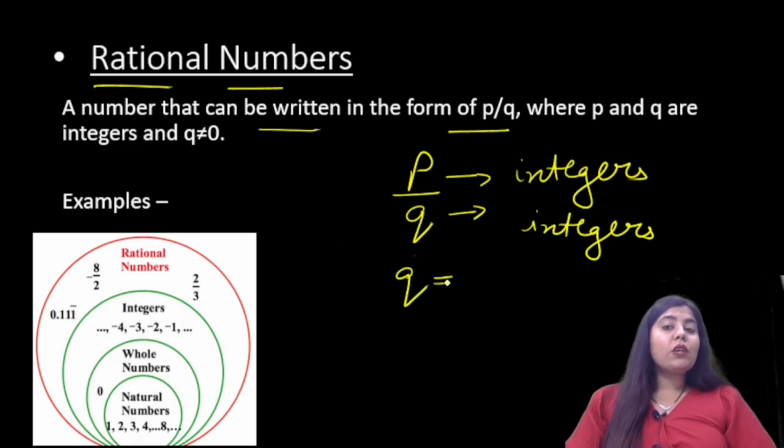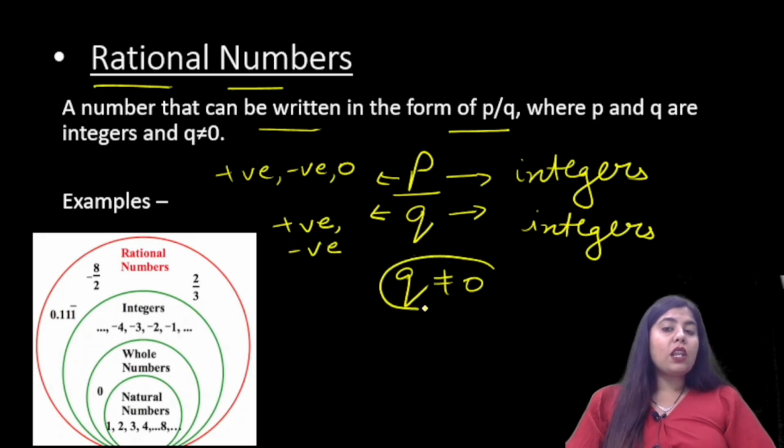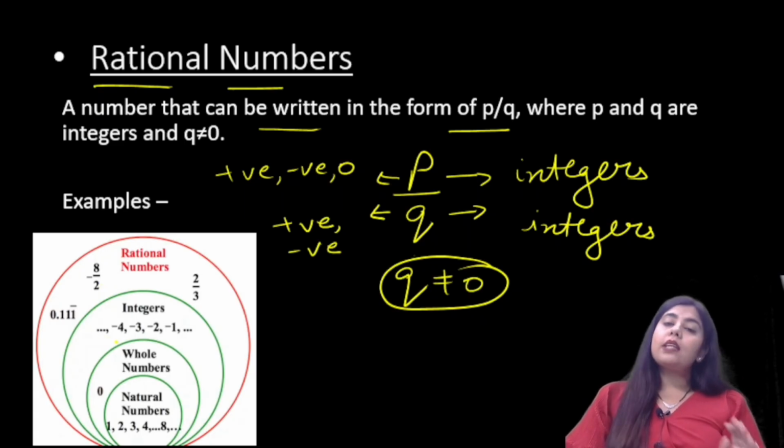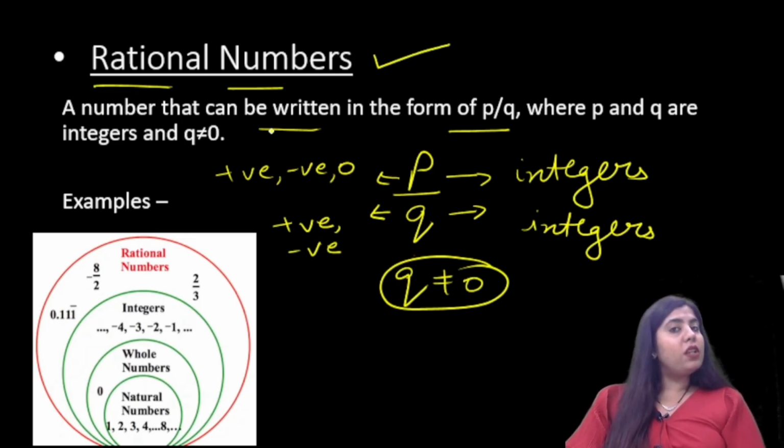Q not equal to 0 means we can take p as positive, negative as well as 0, but in the case of q we can only take positive and negative numbers. We are not allowed to take q as 0, meaning we are not allowed to take the denominator as 0. If we can write any number in the form of p by q, where p and q are integers and q is not equal to 0, then that number is a rational number.